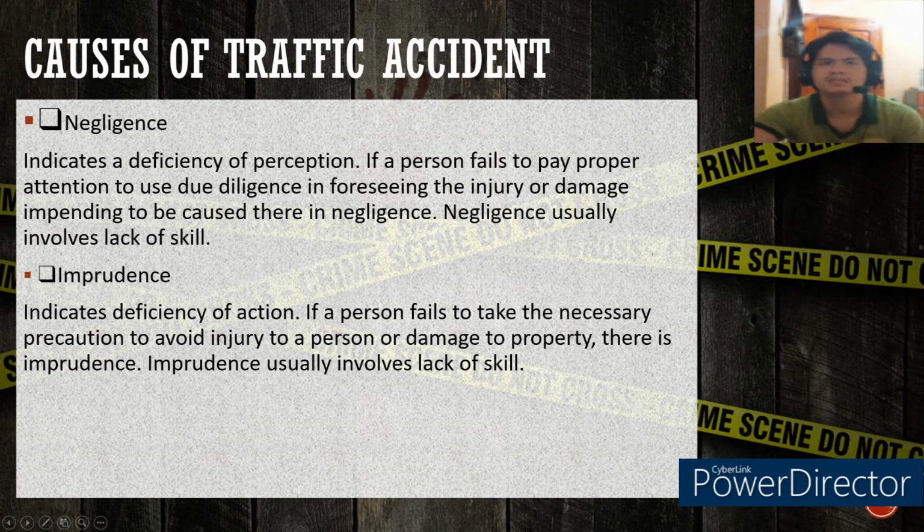Cause of traffic accident. First is negligence and imprudence. Negligence indicates a deficiency of perception. A person fails to pay proper attention and to use due diligence in foreseeing the injury or damage impending. Negligence usually involves lack of skills. Negligence, ito yung kapabayaan or lack of awareness about happenings around, and causes an accident.